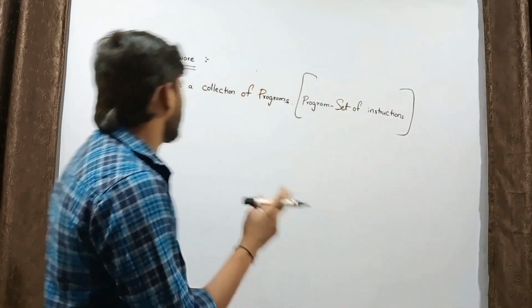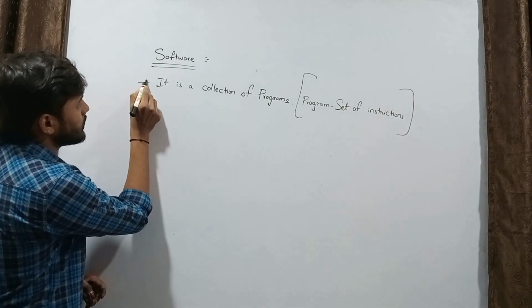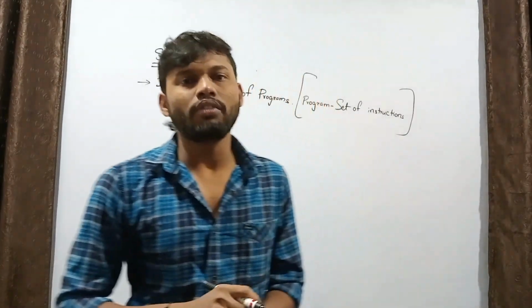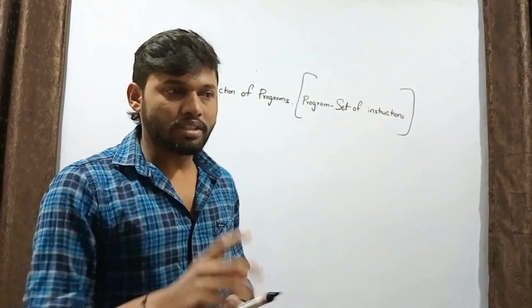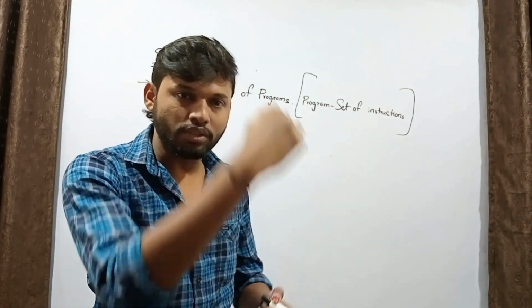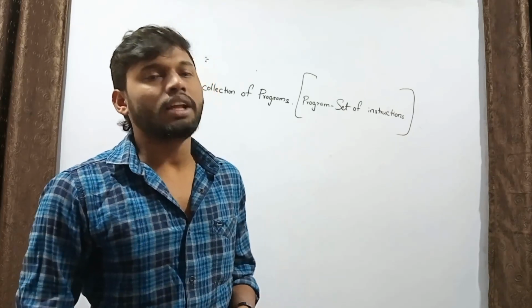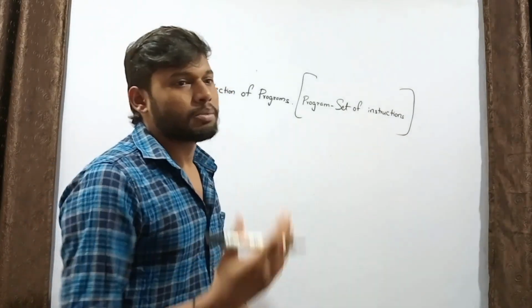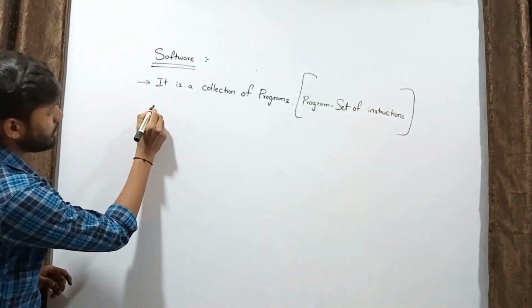Once again, the definition: software is nothing but a collection of programs. A program is nothing but a set of instructions. To develop a software we need to write multiple programs using programming languages. Now, how many types of software are there? Let us look.